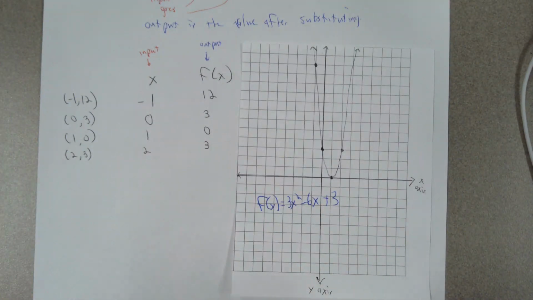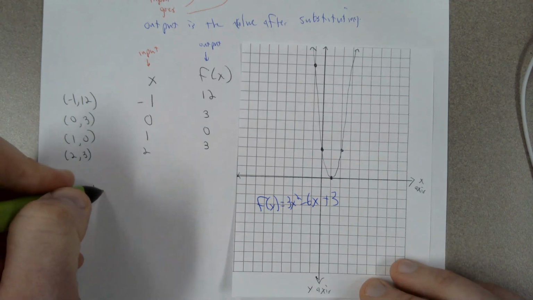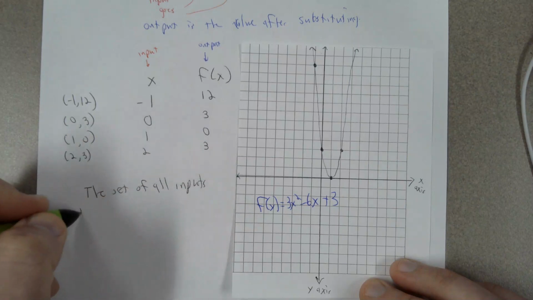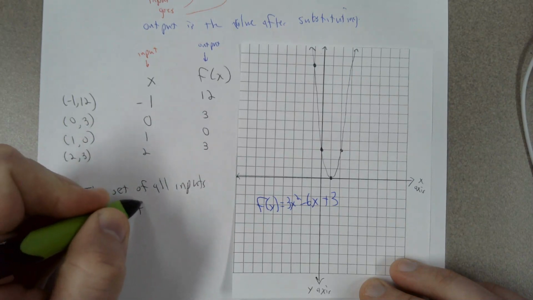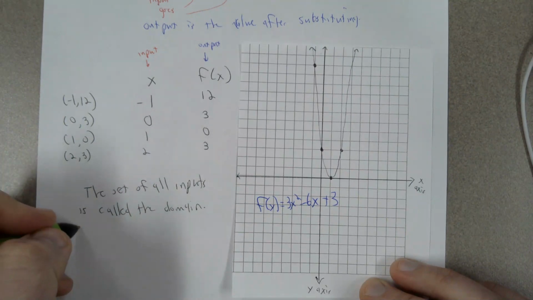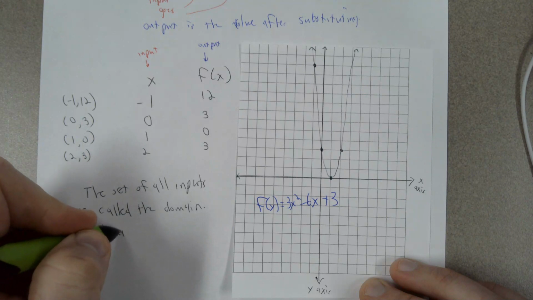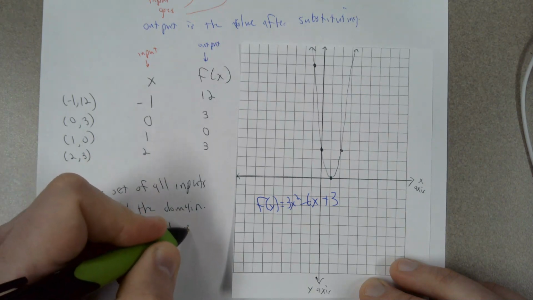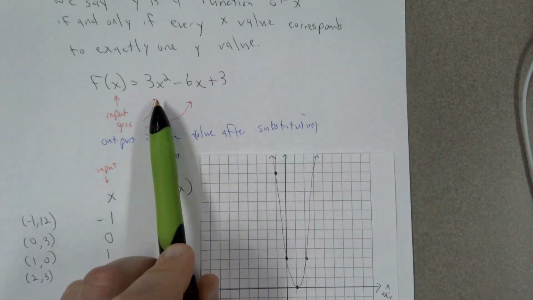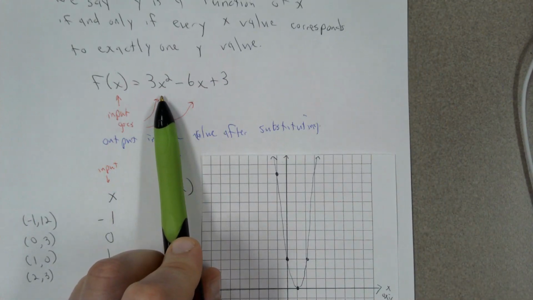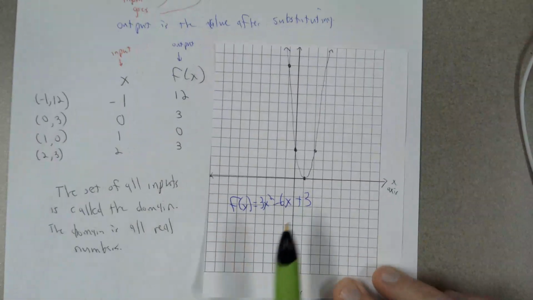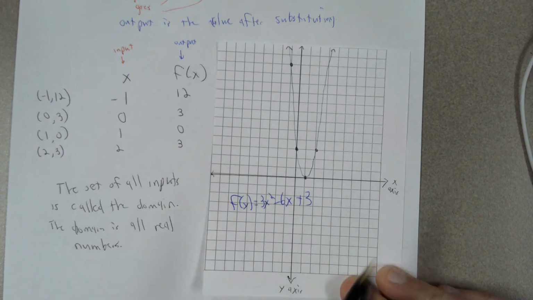For a function, the set of all inputs is called the domain. Here we can see from our graph, the domain is all real numbers. That's because I can put anything I want into this for x and get something out. I'm not doing any division, there aren't any roots or anything, so the domain of this function is everything I could put in for x.